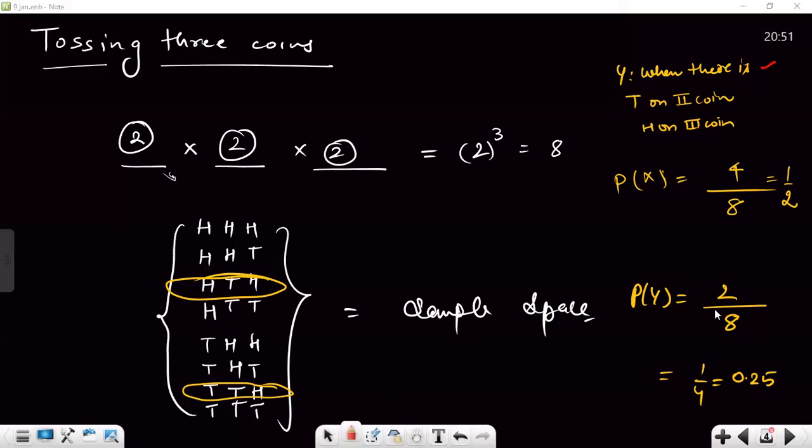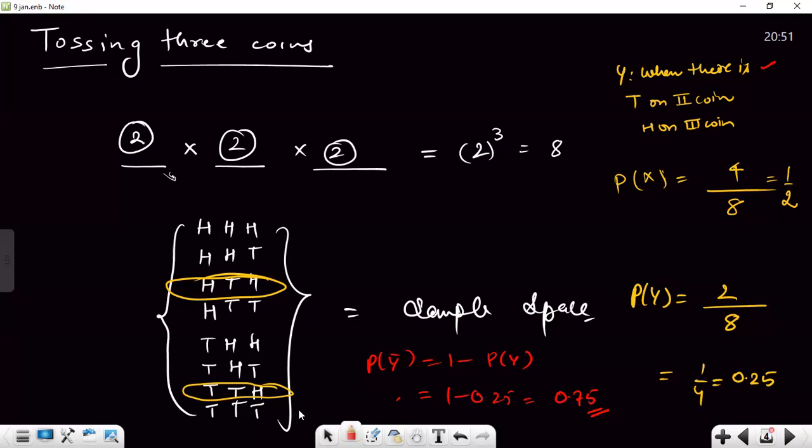Yes. So we were discussing the probability of Y not happening. That is simply 1 minus P of Y, which was 0.25, which gives us 0.75 as our answer. So the probability that we will not have tails on the second coin and heads on the third coin is 0.75.